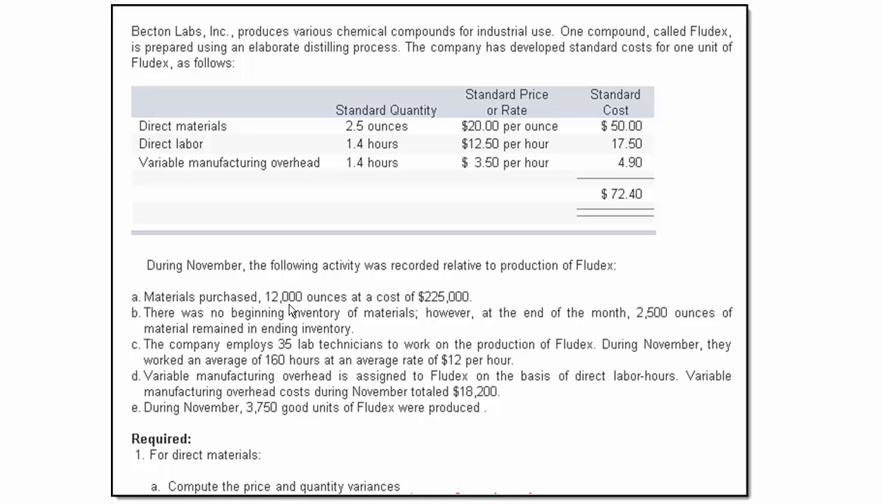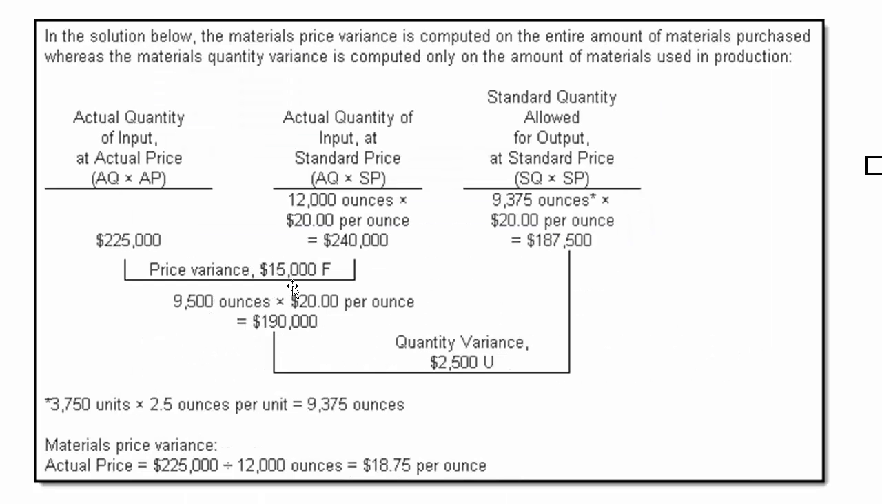It came from right here. When we calculate price variance, we're not concerned with when it's manufactured. When we calculate material price variance, we calculate it based on when it was purchased. So we purchased 12,000 at $20, 12,000 at $18.75 per ounce. Well, how do we know that? Because we knew total spending was $225, and they told us we purchased 12,000 ounces. There was nothing available in beginning. So 225 divided by the 12,000 gets us the $18.75.